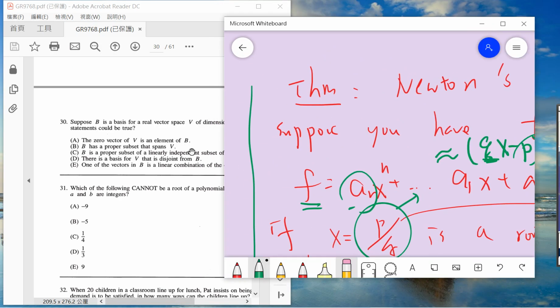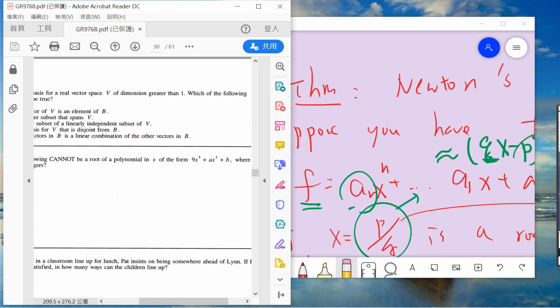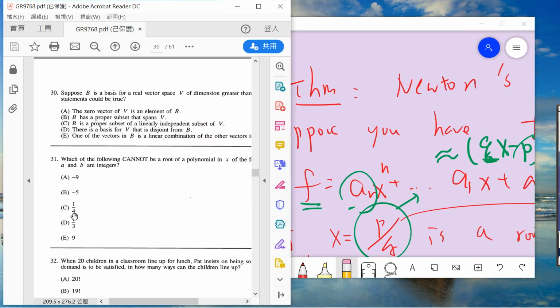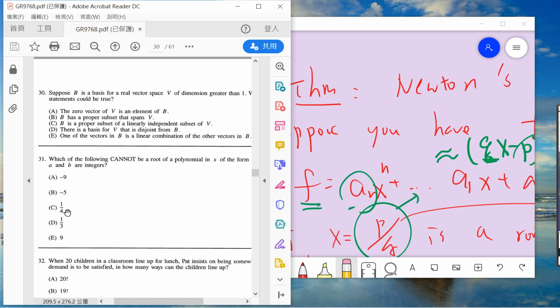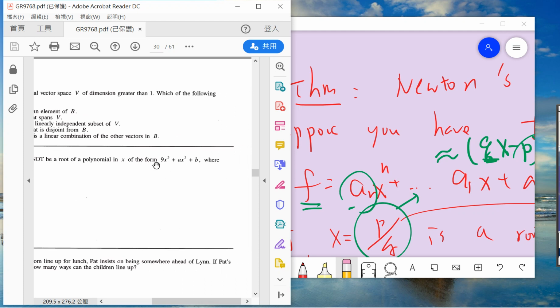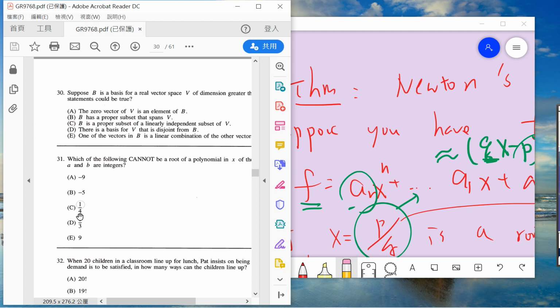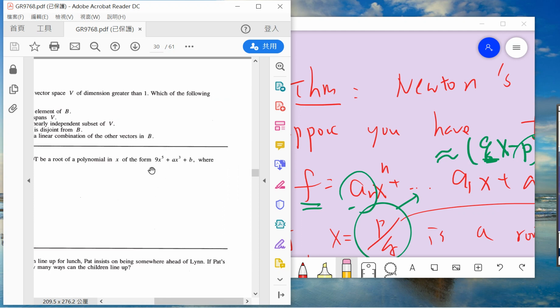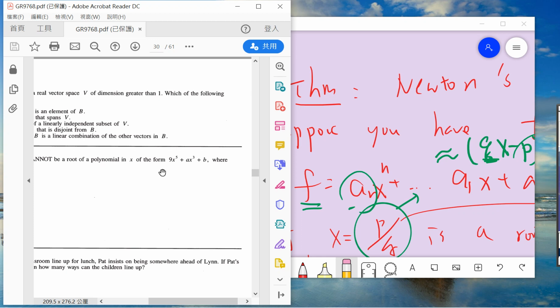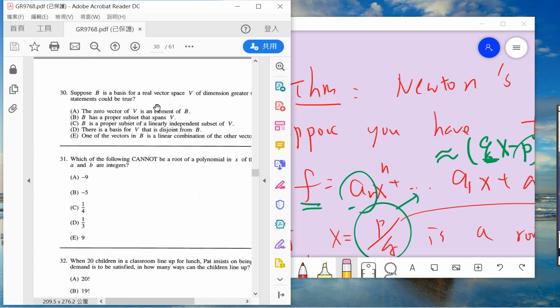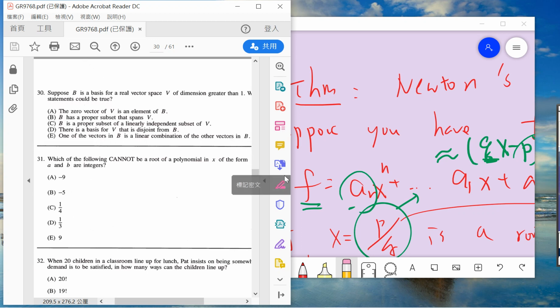Okay, so once we know this, we know that C is not the answer, because 4 needs to divide 9, right? Because 1 and 4 are coprime, and 4 needs to divide 9, which is impossible, because 9 is not a multiple of 4. So the answer is D. The answer is D. That's it.